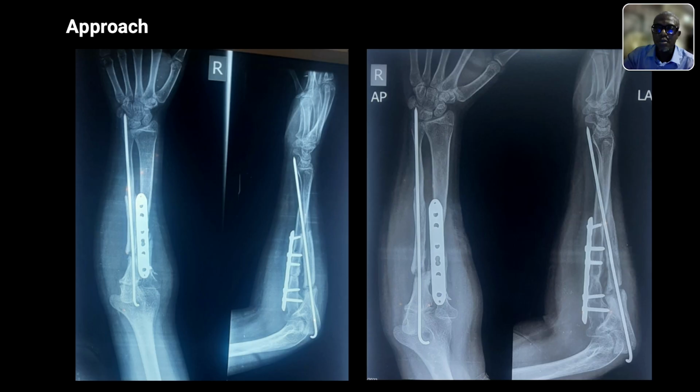Apologies, this was done without C-arm, so the K-wire did not stay in the lumen. It just penetrated the wrist, and that caused a little pain for her. Next slide.